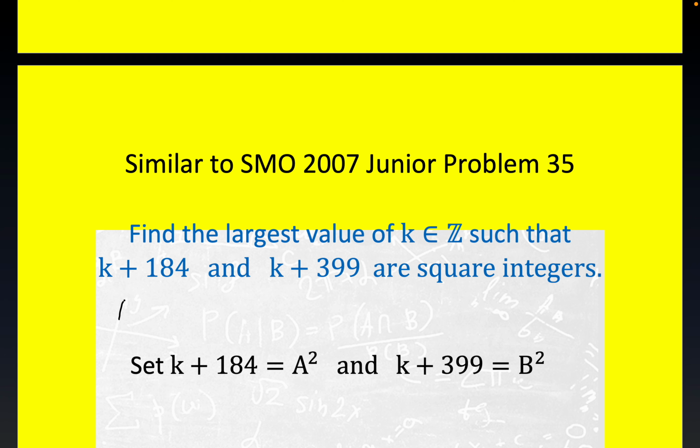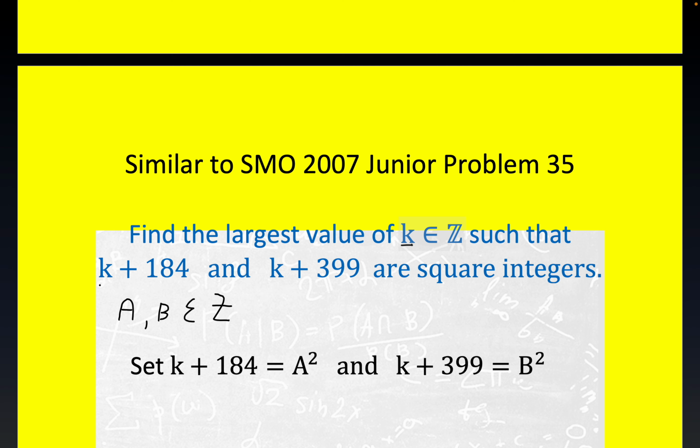Hey everybody, we have a problem that I would prefer to call direct translation. There's no special results really required to solve this problem. I forgot to write down that A and B are going to be integers here also, members of Z. And again, we're looking for the value of K.